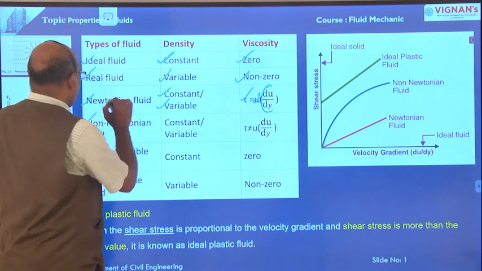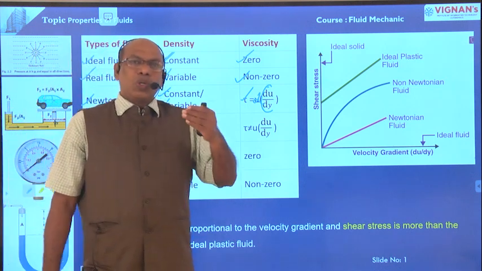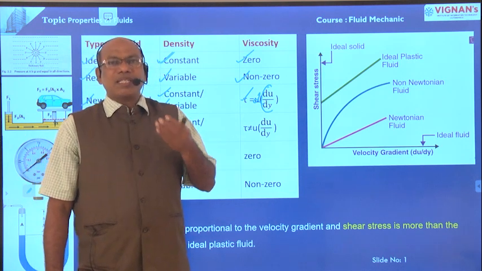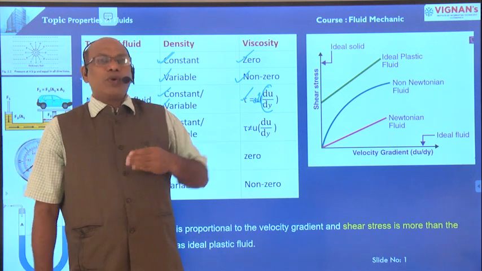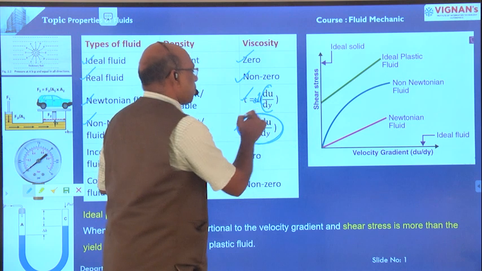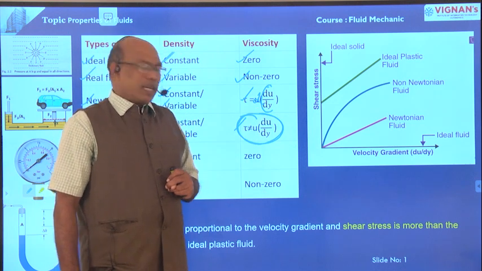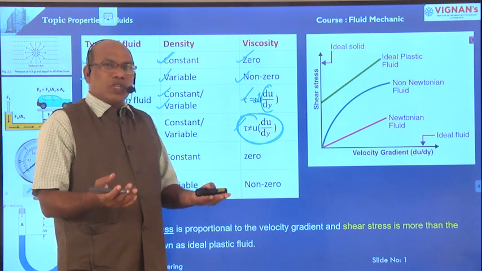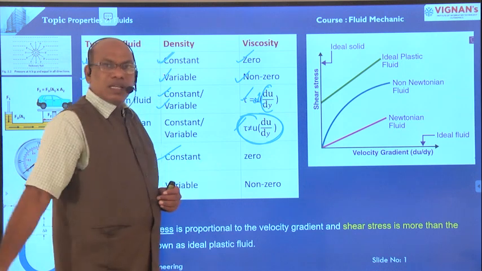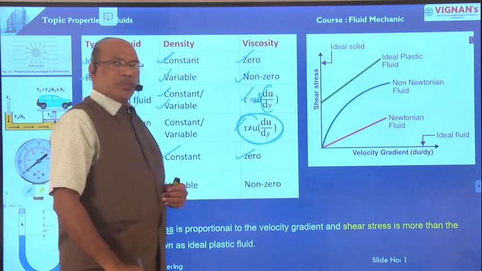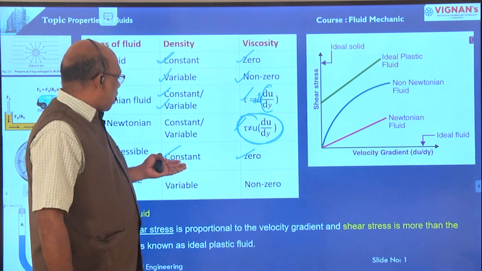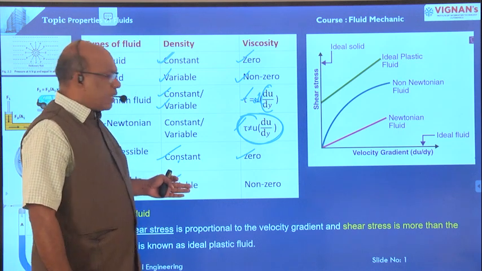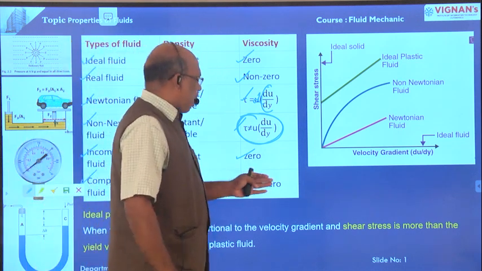And another one, non-Newtonian fluid. Here also the density changes. In some cases the density is constant and in some cases the density varies with respect to the type of fluid. But shear stress is not directly proportional to the velocity gradient. Now, incompressible fluid: there is no change in density, it is equal to constant. Viscosity is equal to 0. That means mass by volume has no change, automatically density also has no change. In case of compressible fluid, volume changes, density also varies, and these fluids also have viscosity.